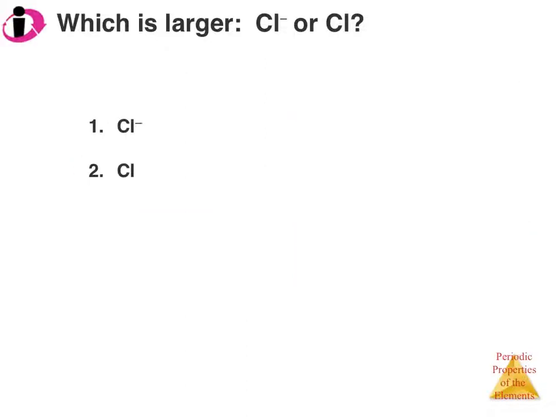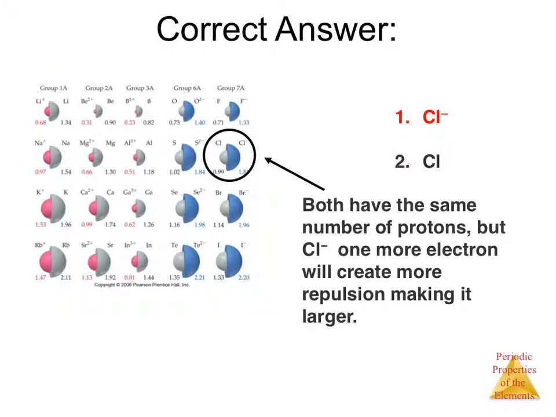How about chlorine? What's going to happen with chlorine? All right, the chlorine atom and the chlorine ion have the same number of protons, but the additional electron is going to cause more repulsion and therefore cause that atom to be larger, more spread out, less attracted to the nucleus. All right, we're going to stop right there.